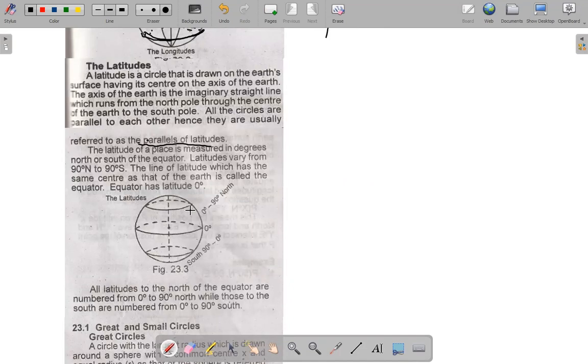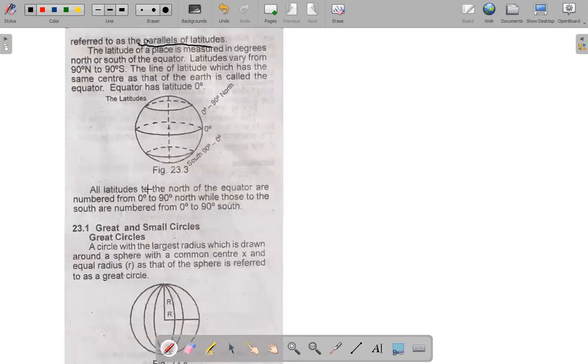So this is a pictorial representation of the lines of latitude. The center one, the reference one, is called the equator, and it's at 0 degrees. So up above the equator, down to the North Pole, we measure the lines of latitude there from 0 to 90 degrees. Then the ones below are measured from 0 to 90 degrees south. All latitudes to the north of the equator are numbered from 0 to 90 degrees north, while those to the south are numbered from 0 degrees to 90 degrees south.